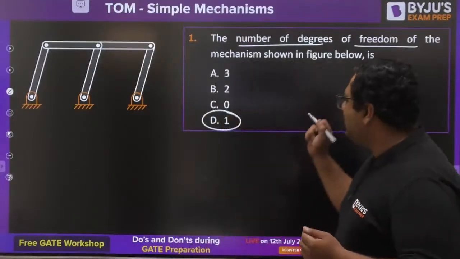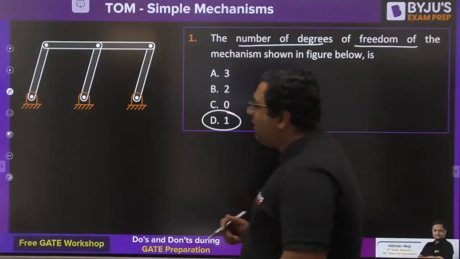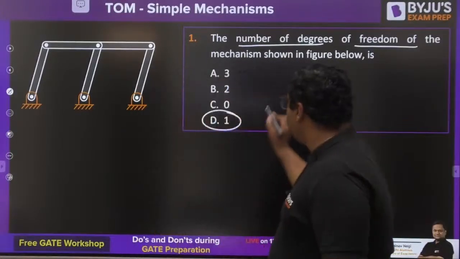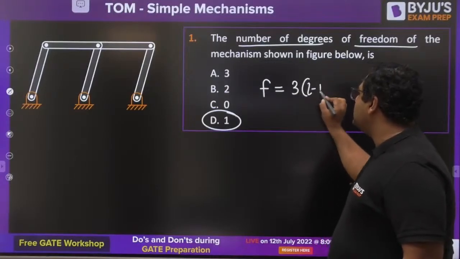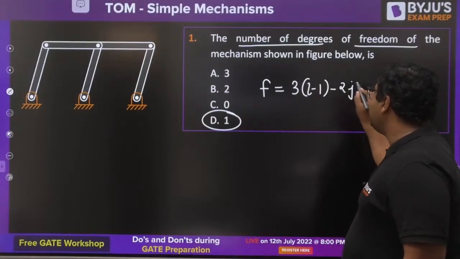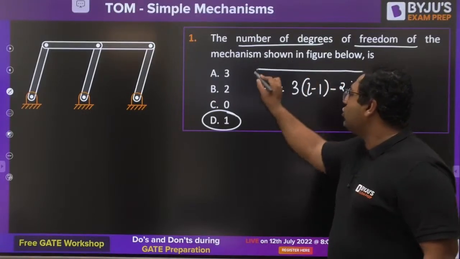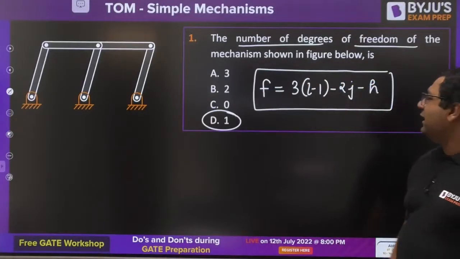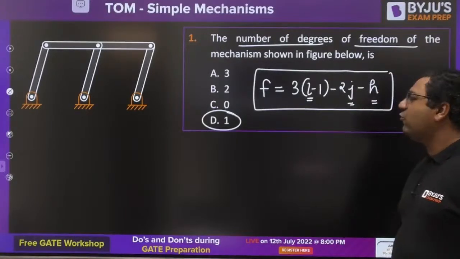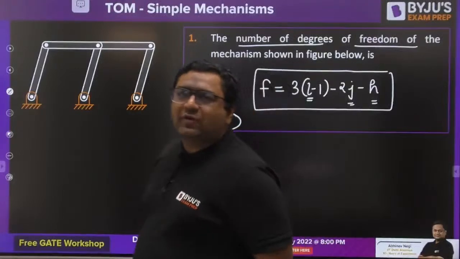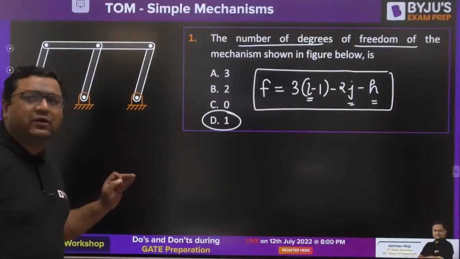So guys, if you see this question properly, if I go with the formula of degree of freedom, the formula for degree of freedom is given as 3 into (L minus 1) minus 2J minus H. So this is the formula to find out degrees of freedom. Here L is the number of links, J is the number of binary joints, H is the number of higher pairs.